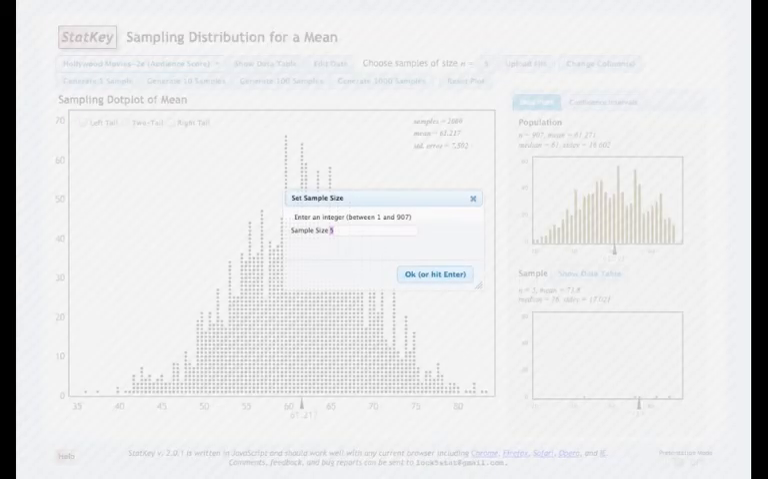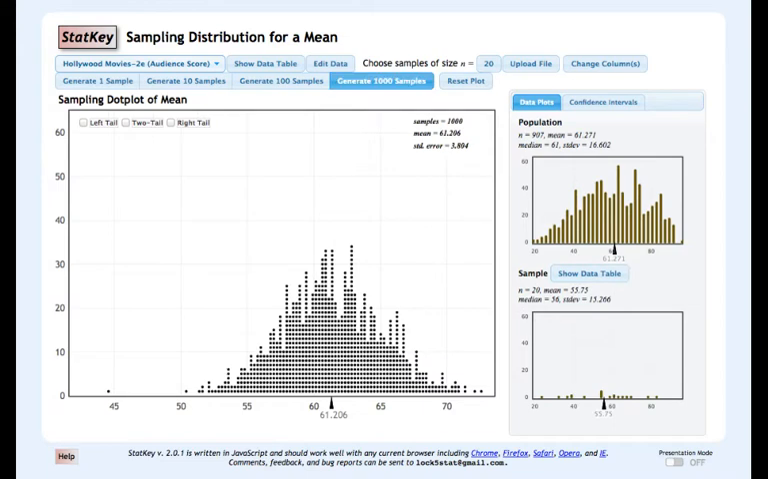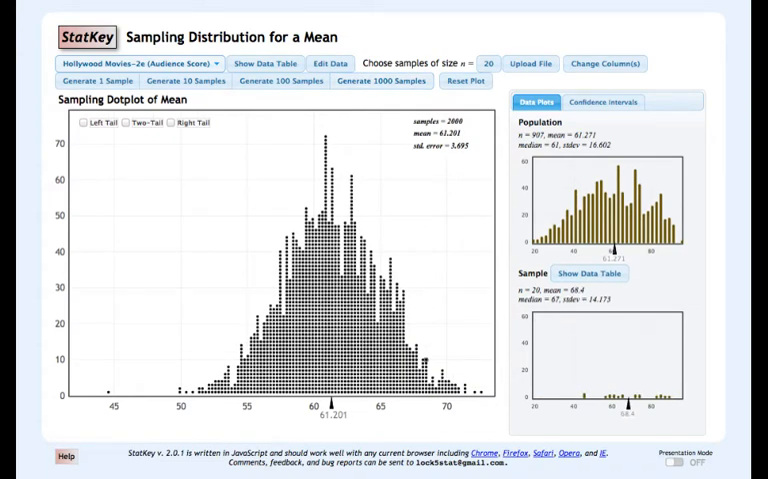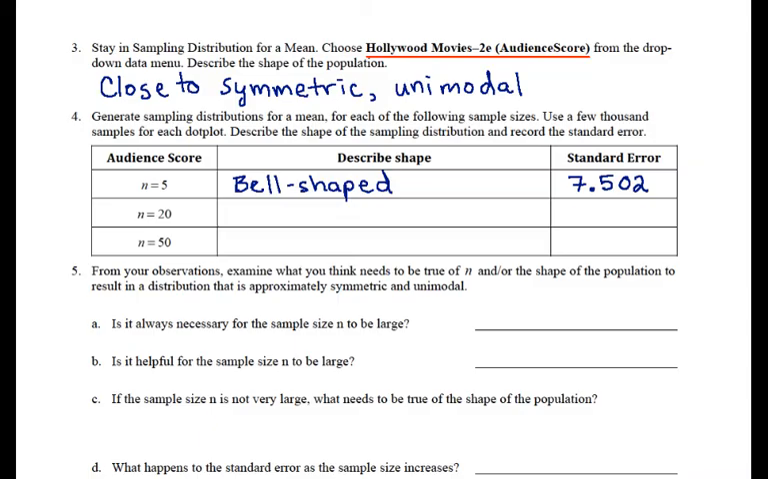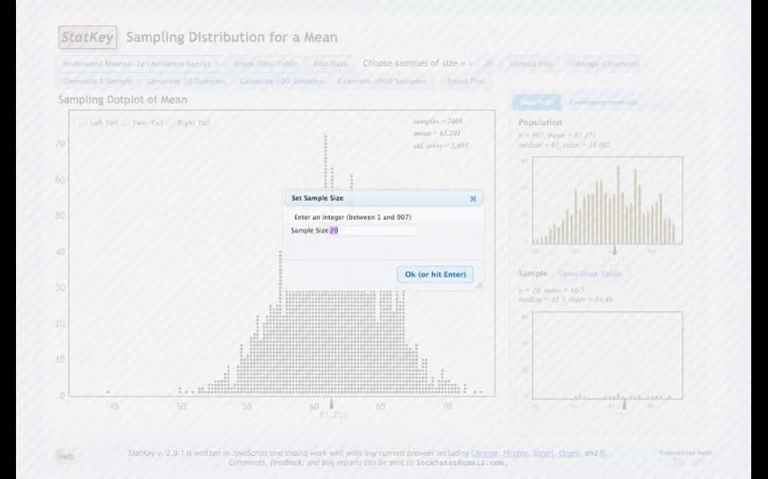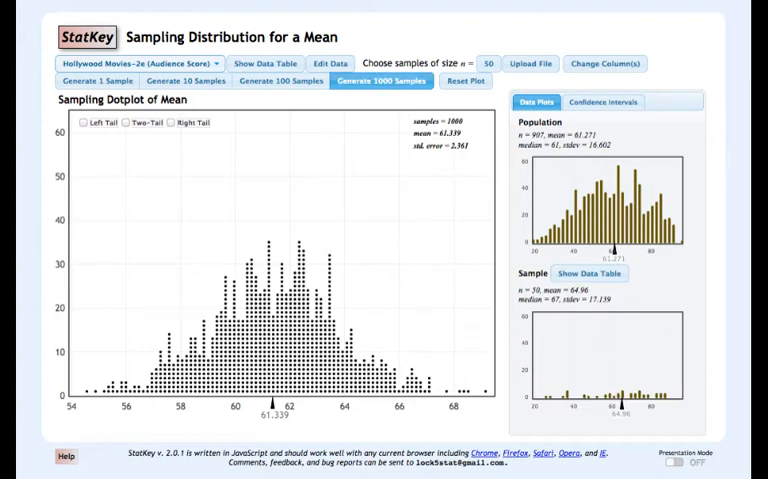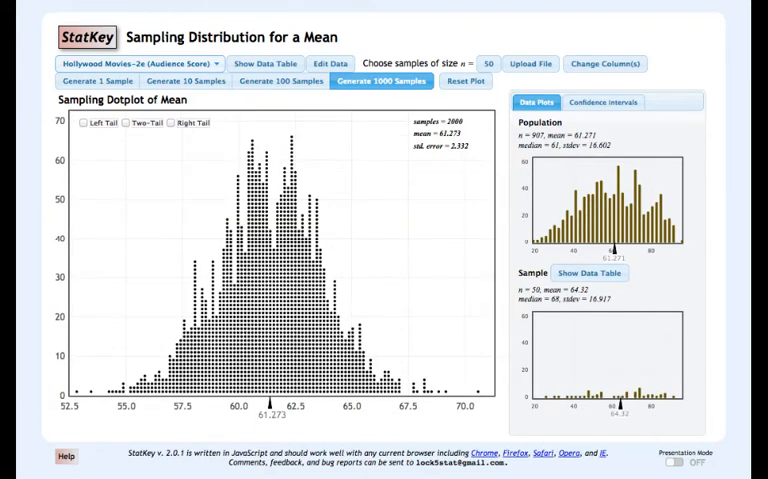When we change n to 20, generate a few thousand samples, we still have a nice bell-shaped sampling distribution. Now our standard error is 3.695. Still bell-shaped. And of course, going up to n equals 50, we don't expect to lose that bell shape. Once that bell shape has been established, it's pretty much just going to maintain as you increase your sample size.